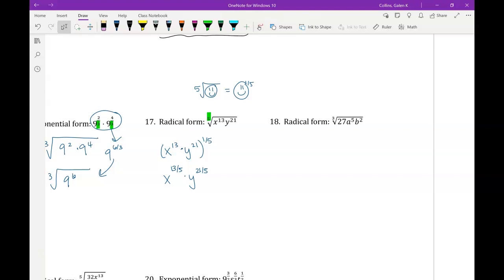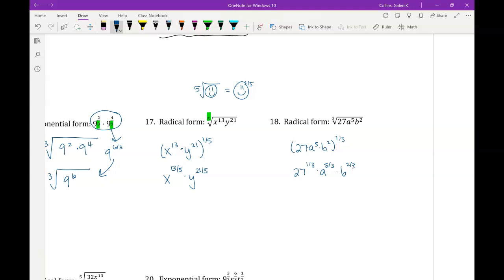Oh, number 18, this one's going to be really fun. So in radical form, I have the cube root of 27a to the 5th b squared. So again, I might start by writing this as 27a to the 5th b squared to the 1/3 power. And again, if I distribute that exponent over multiplication, this becomes 27 to the 1/3 power times a to the 5/3 power times b to the 2/3 power.